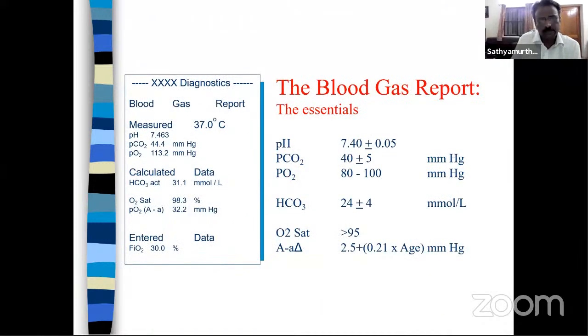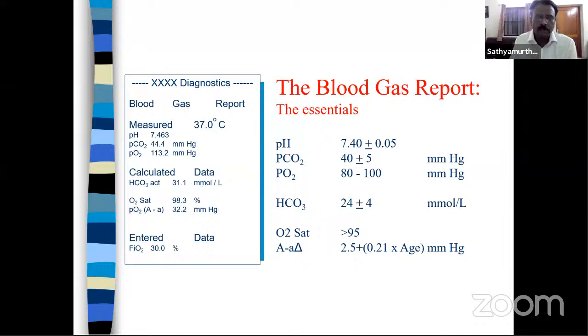Now, after I've gone through the report, let me tell you what parameters we look at, because I told you about the temperature correction, I don't look at it. Second is the standard bicarbonate, I don't look at that. I don't look at the base excess either. It doesn't mean that it should not be there in the report. It should be there, but for day-to-day practice, as far as the Boston method is concerned, we don't need those parameters to be taken into consideration.